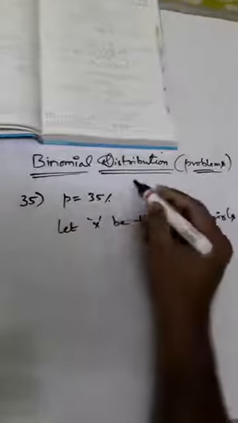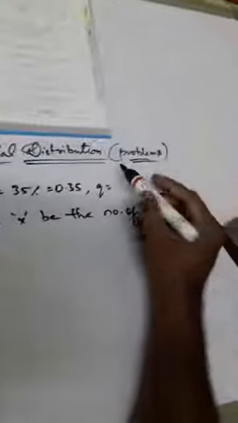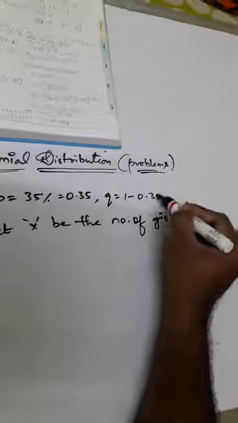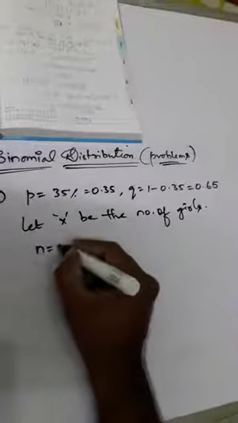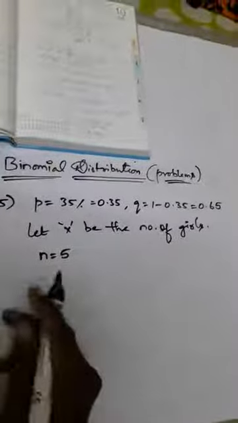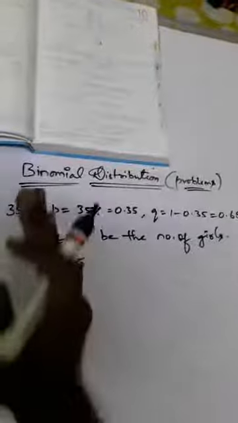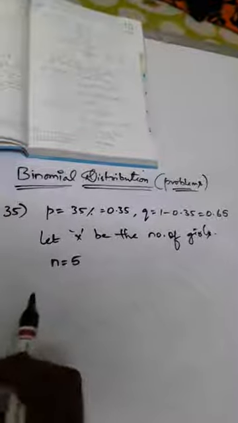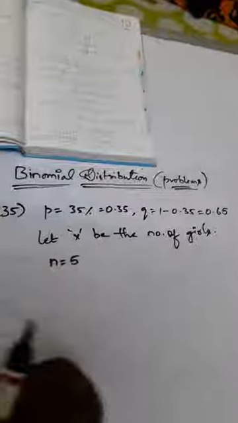Then the girls ratio is given as 35%, that is nothing but 0.35. When P is 0.35, then what is Q? 1 minus 0.35, 0.65. And randomly how many of them are selected? N equals 5. So 5 students are selected at random. So we need to calculate exactly 2 of them are girls, and the second question is at least one is a girl.